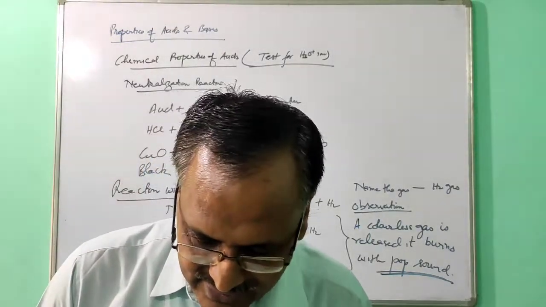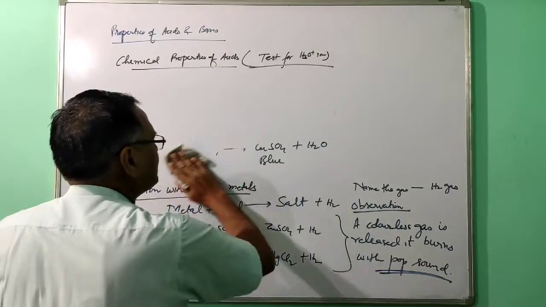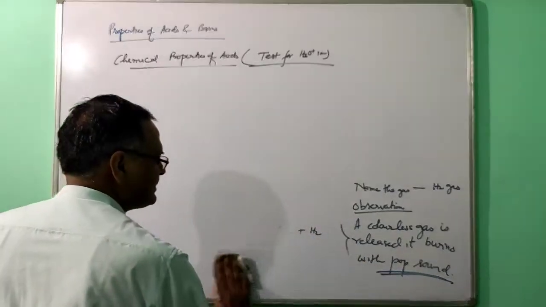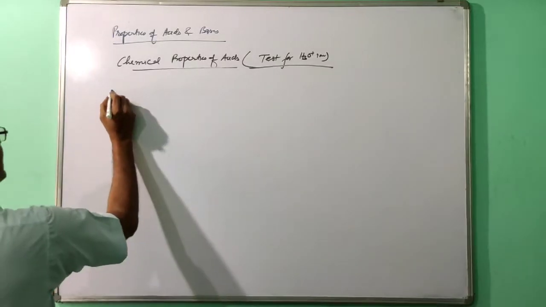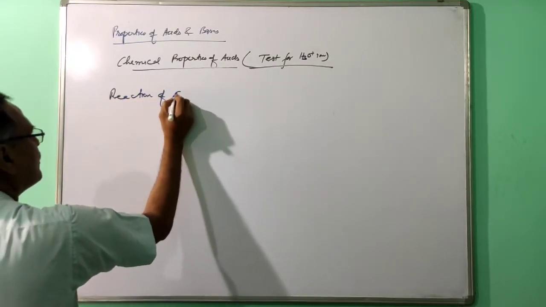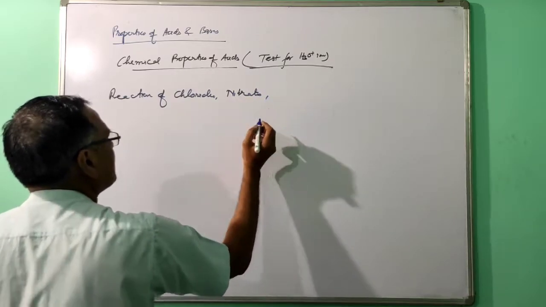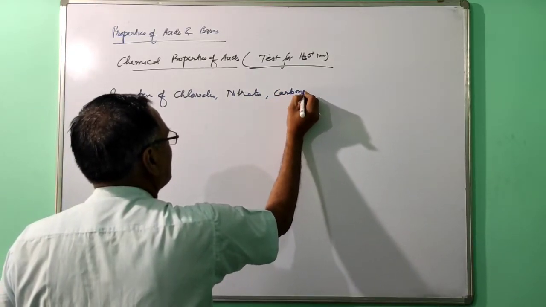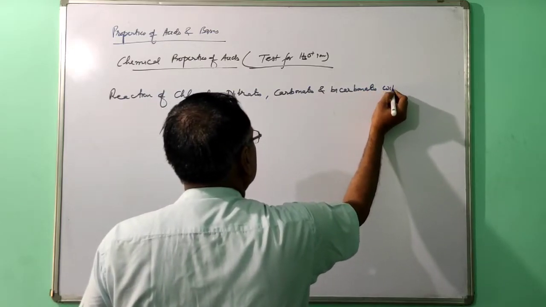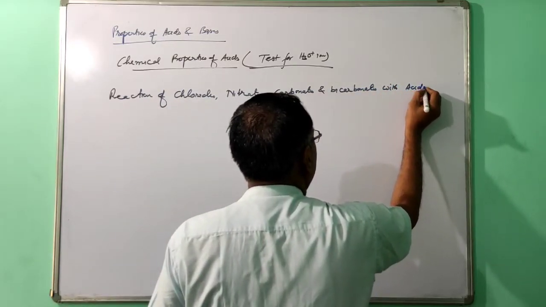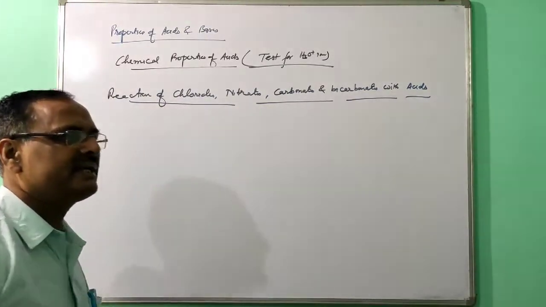Now next one is reaction of chlorides, nitrates, bicarbonates and carbonates with acids. That is, how these chlorides, nitrates, carbonates and bicarbonates react with acid.